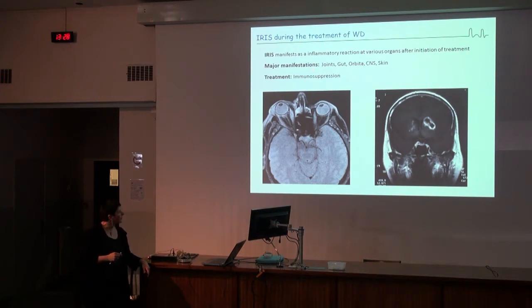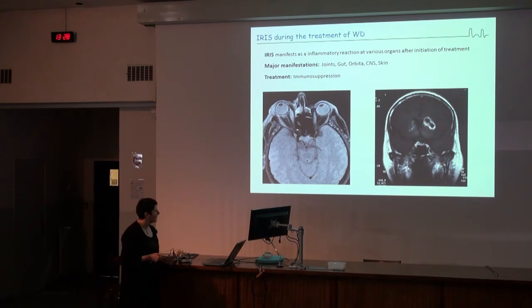The only treatment at the moment that helps for IRIS is immunosuppression. It can be done with cortisone or other drugs, but thalidomide is also a possibility. For the German patient, who still needs prednisone in most cases to treat the IRIS.